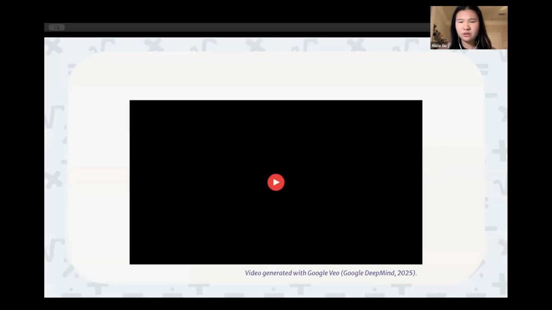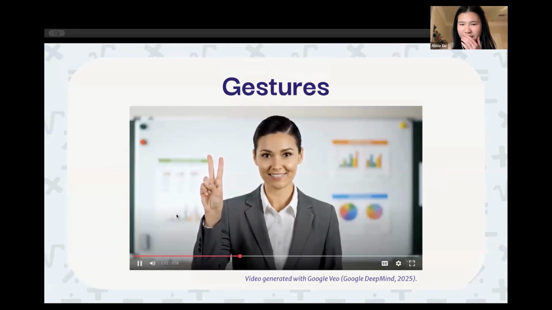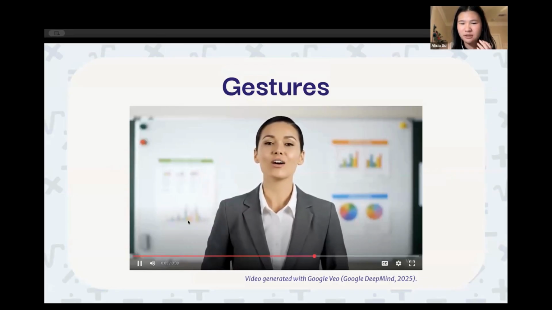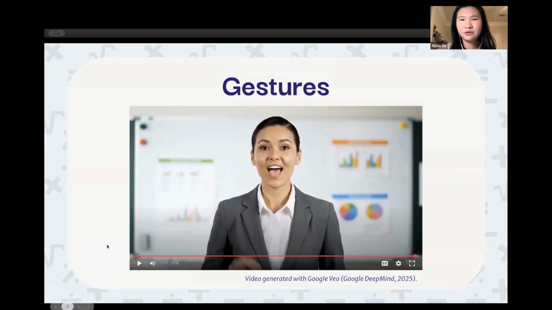So one example of a gesture here that a teacher could be using, and this is something that we wanted to look into, was creating AI generated videos to help depict different gestures. We generated this with Google Veo, which uses Google's AI technology.